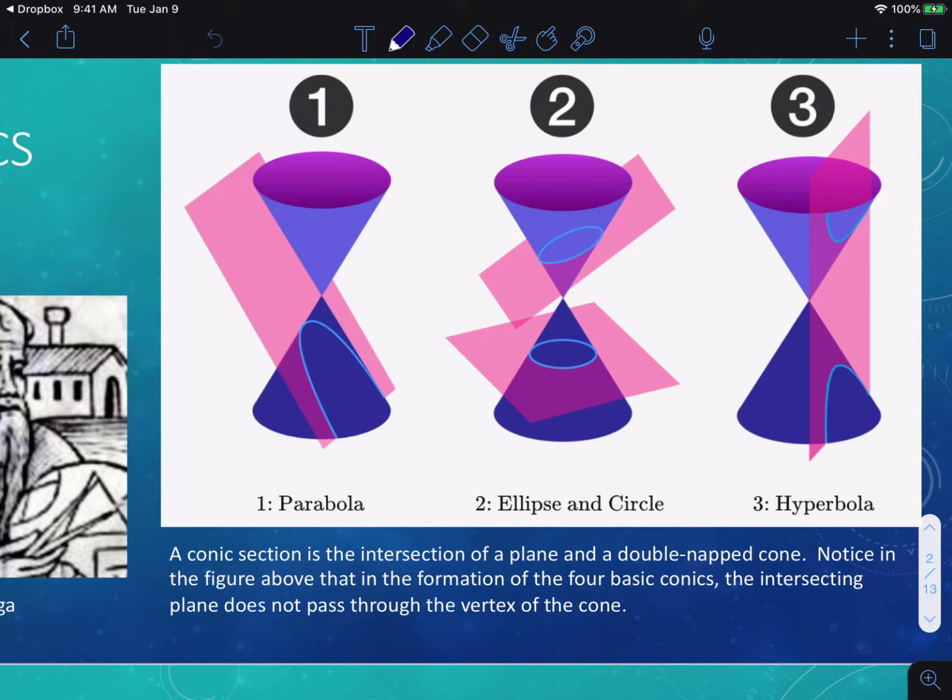So a conic section is the intersection of a plane and a double napped cone. Notice in the figure above that in the formation of the 4 basic conics, the intersecting plane does not pass through the vertex of the cone.